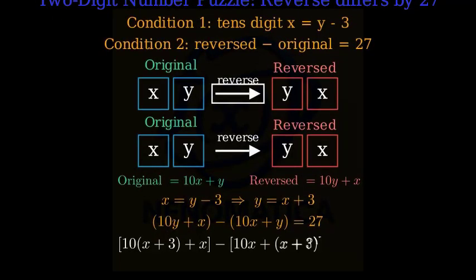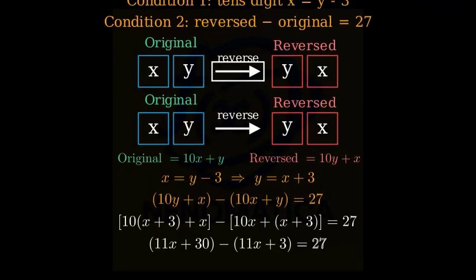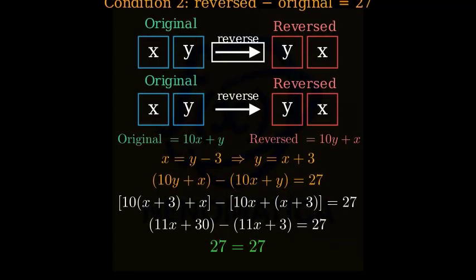That gives the absolute value brackets 10 times (x plus 3) plus x, minus 10x plus (x plus 3), equals 27. Expand and combine like terms. We get (11x plus 30) minus (11x plus 3) equals 27. Subtracting cancels the 11x terms and leaves 30 minus 3 equals 27, which is a true identity. 27 equals 27. An identity means the two equations are not independent. They both say the same thing, y minus x equals 3.